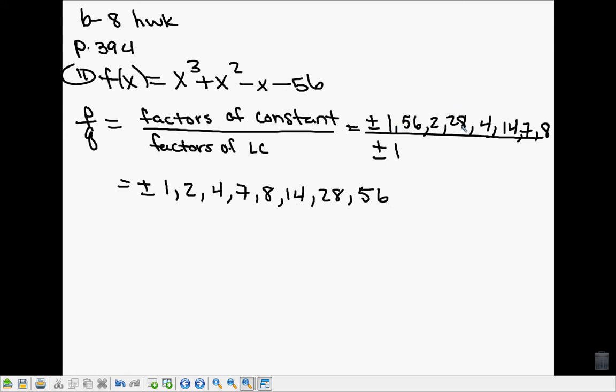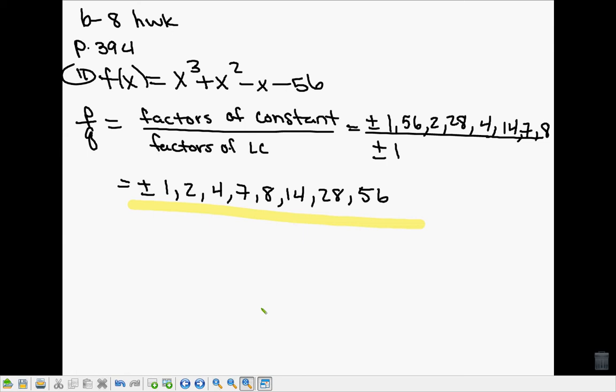Let's make sure we didn't miss anything. 1, 2, 3, 4, 5, 6, 7, 8. So even though that's 8 numbers, it's really 16. There are 16 possible answers to this question. Again, they didn't ask us to solve anything, so this is all you had to do. No math at all.